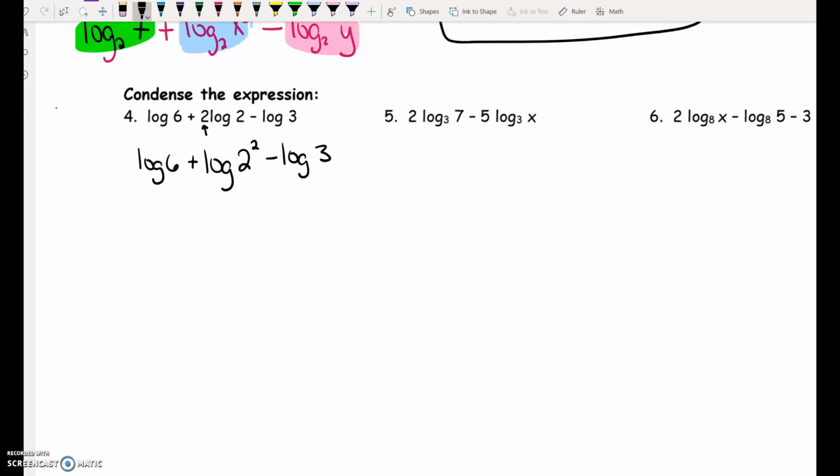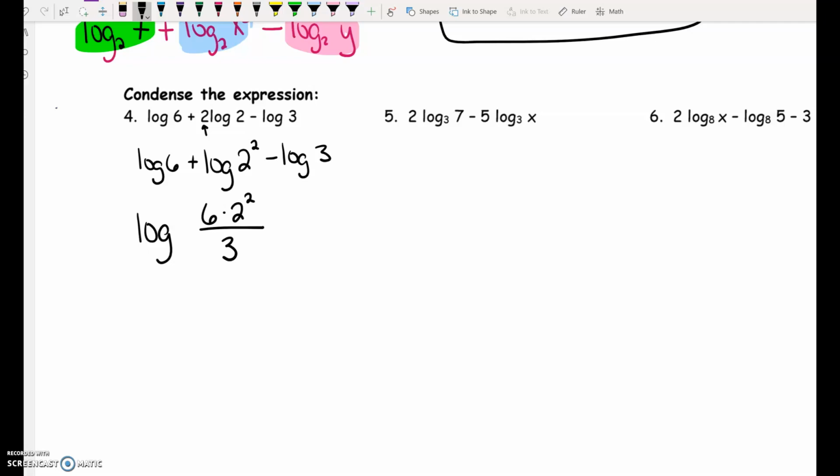Once you've dealt with all the exponents that are in the front, now you can condense this down to 1 log. Now notice this is base 10, so you don't need to write the base. But I see that there's addition and subtraction, so I know there's going to be a top and a bottom. The 6 is in a positive log, so it goes on top. The 2 squared is in a positive log, so it goes on top. The 3 is in a negative log, so it goes on the bottom.